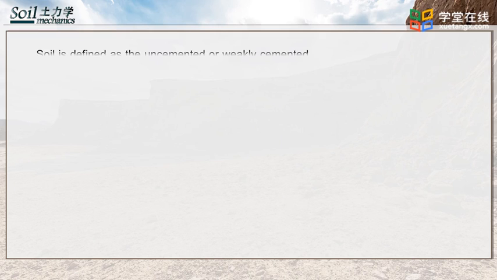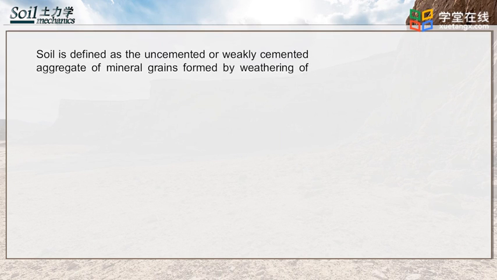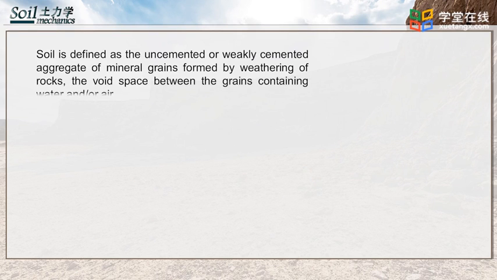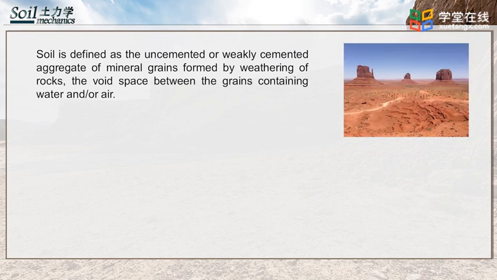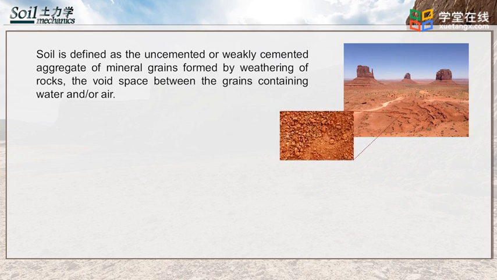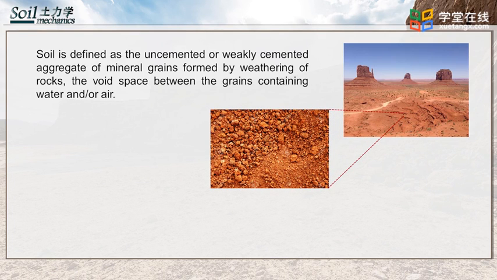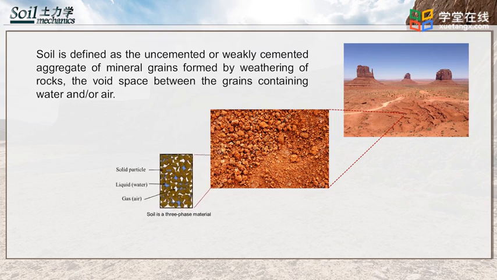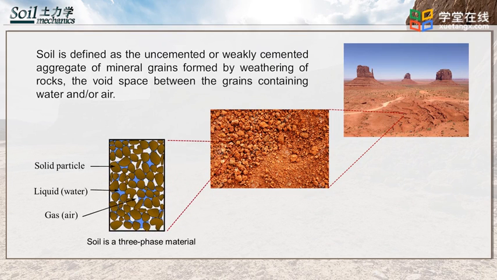Technically, soil is defined as the uncemented or weakly cemented aggregate of mineral grains formed by weathering of rocks, the void space between the grain containing water and or air. This definition tells you two pieces of information. First, soils are weathering product of rock. And second, soil is a three-phase material, which consists of solid particles, air, and water.